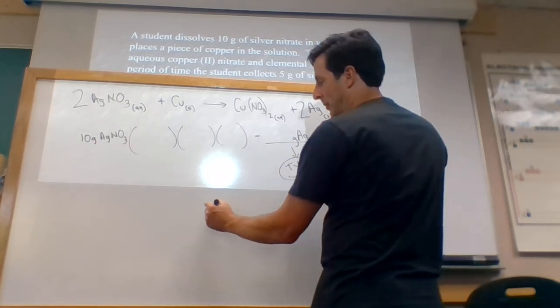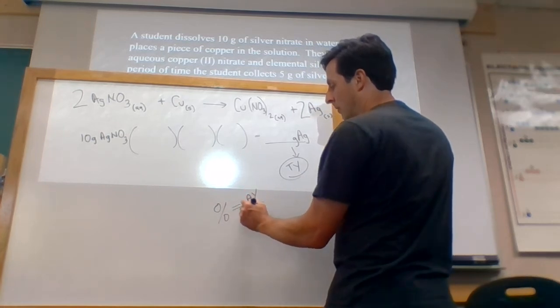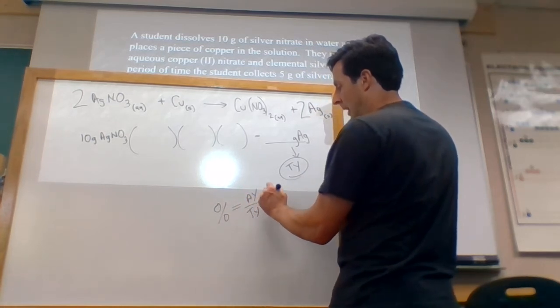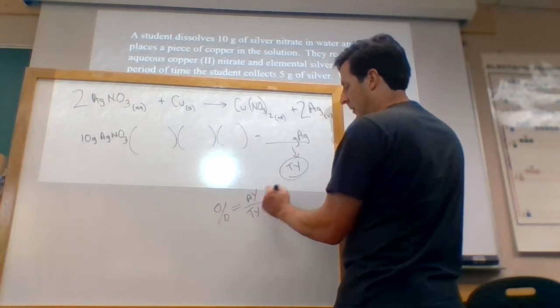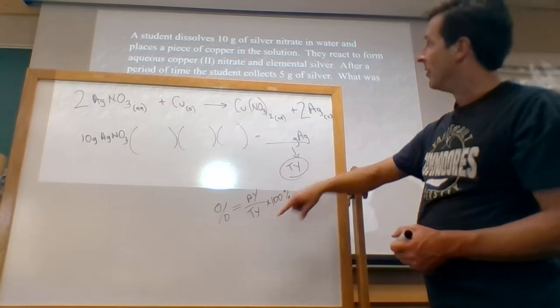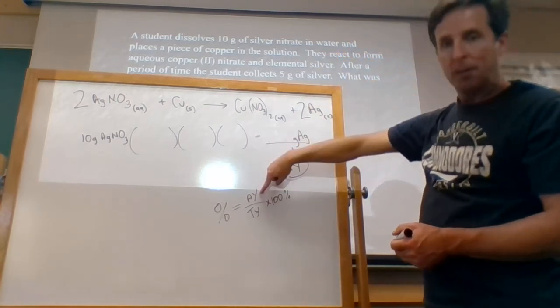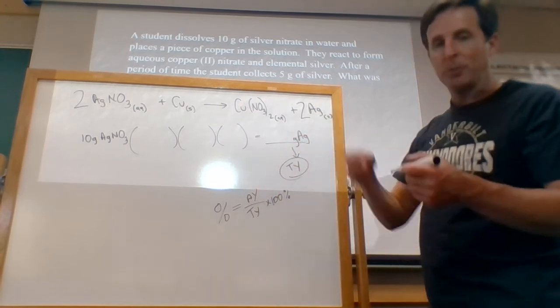And then I have to do the percent. It's going to be the actual yield over the theoretical yield times 100. So whatever my answer is here will be the theoretical yield. The actual yield, they said they got 5 grams, so that's going to go here. And then that over that times 100 will be your answer.